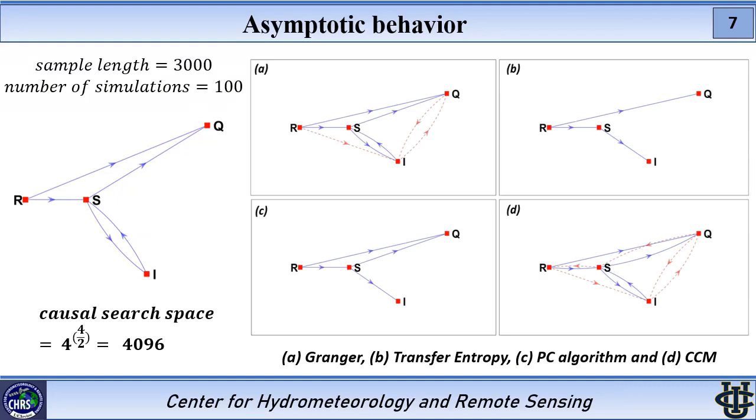So what you see on the left is the true causal structure of the model. And on the right, panels A to D are the recovered causal structures using each of the methods.